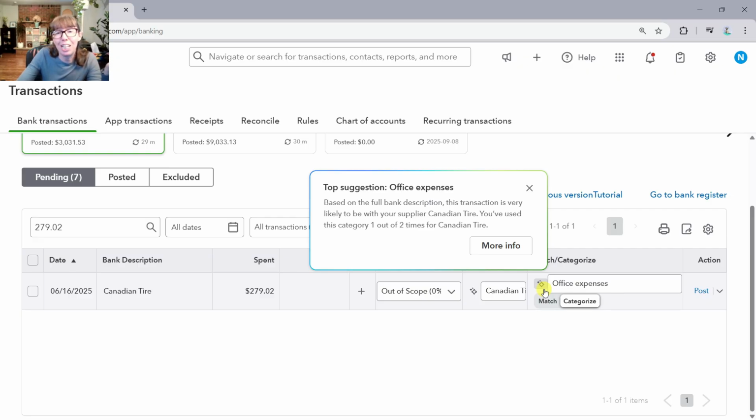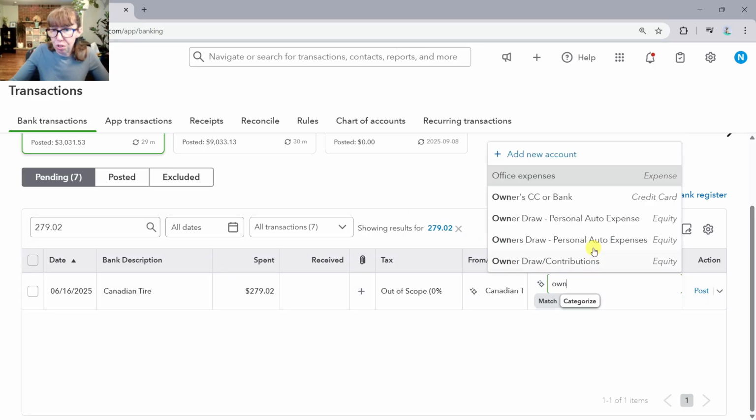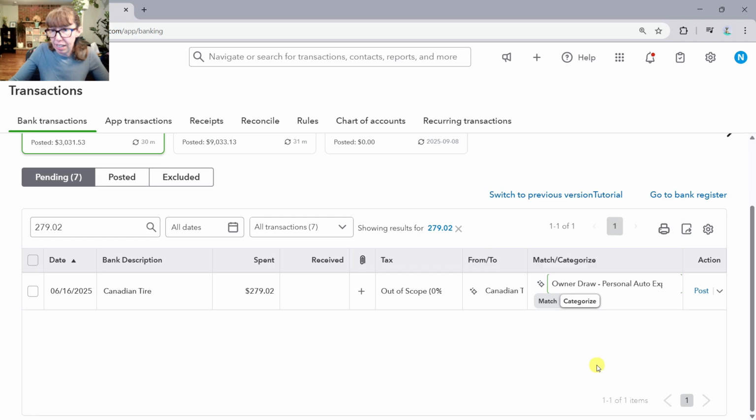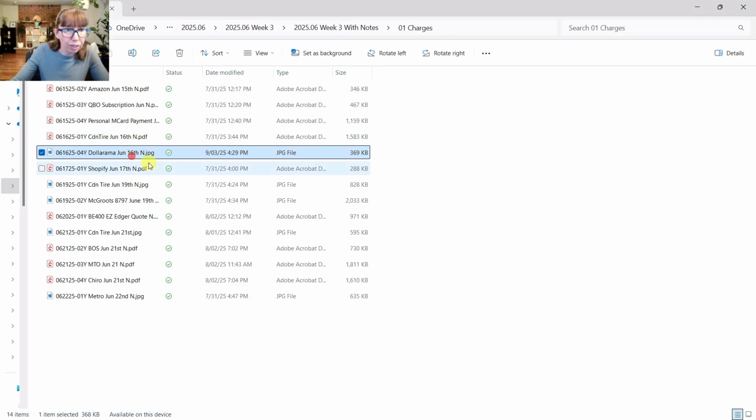So 50% of the time we've used office expenses at Cdn Tire. Interesting. Anyway, I kind of like to see why it suggests it before we just didn't know. So we're going to put this to owner's draw, personal auto expenses like that. And I'm going to go ahead and post. Excellent. Let's see what is next in the charges folder.